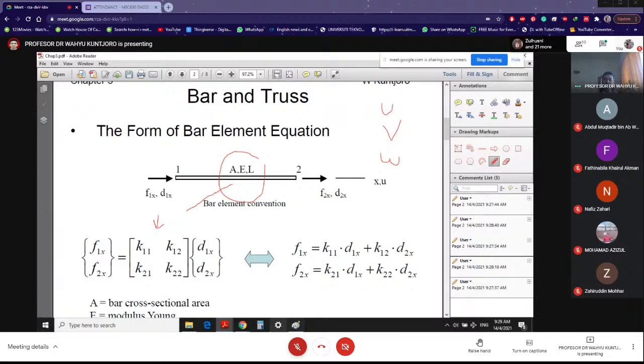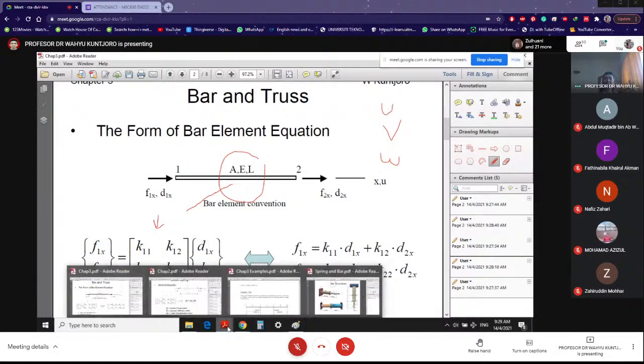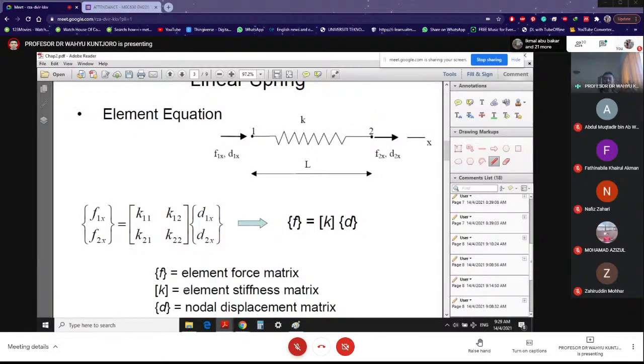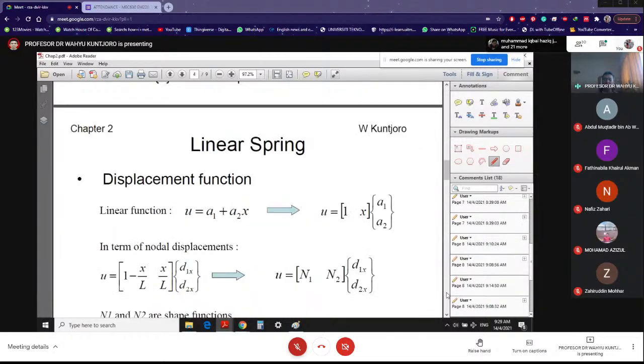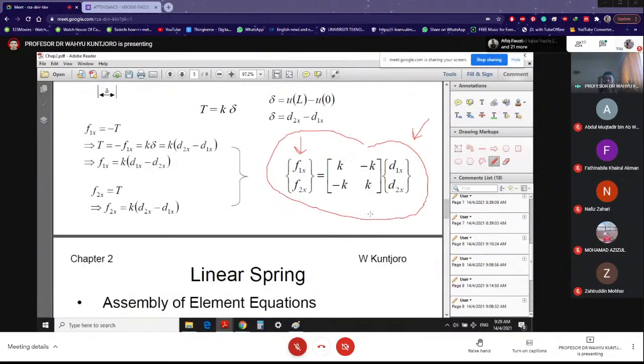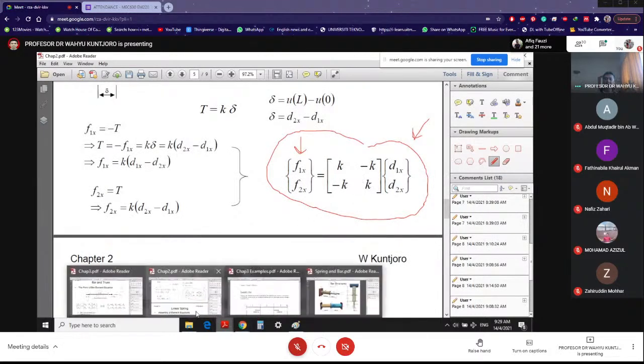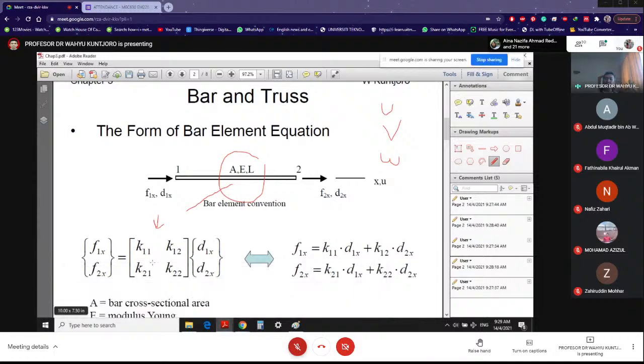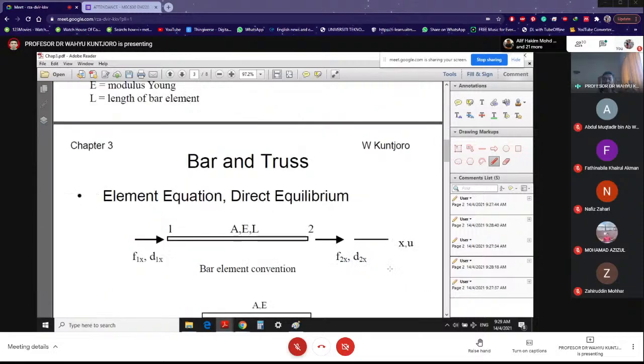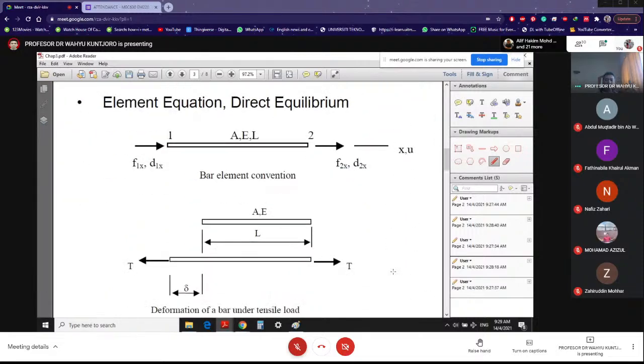On spring, look, they are similar. K11, K12, K21, K22, we solve it, and it is the spring stiffness. In our bar, that's what we are going to do. We want to find out what is actually K11, K12, K21, K22. And for that, we go here. So again, this is similar to what we did with the spring.